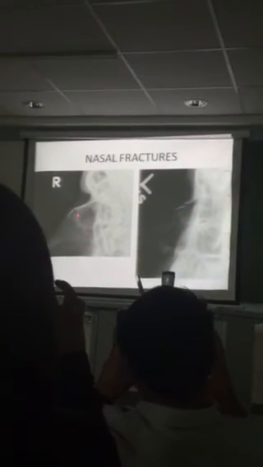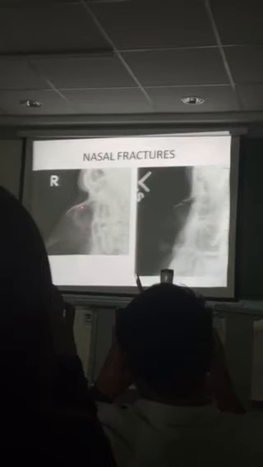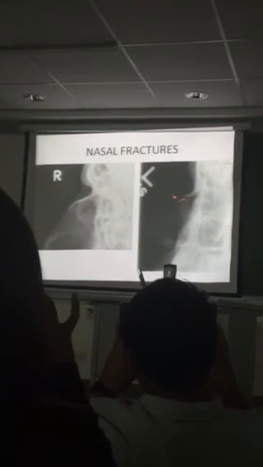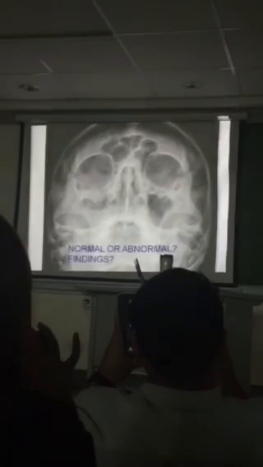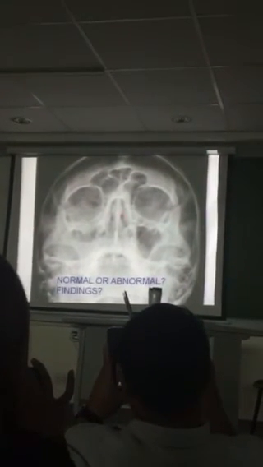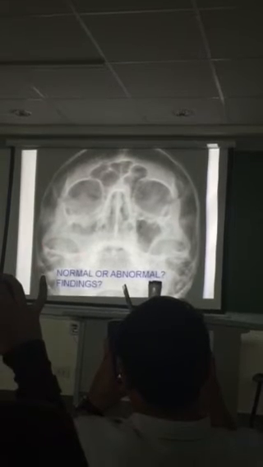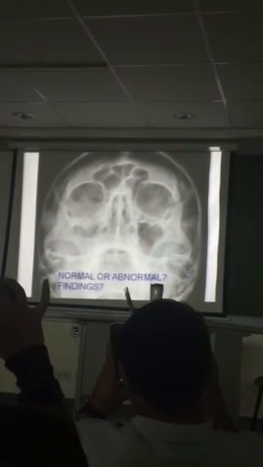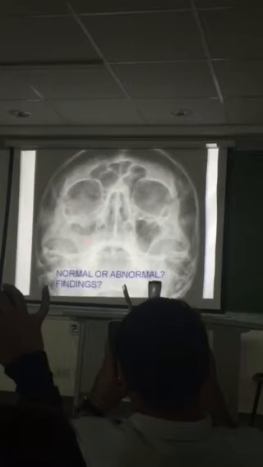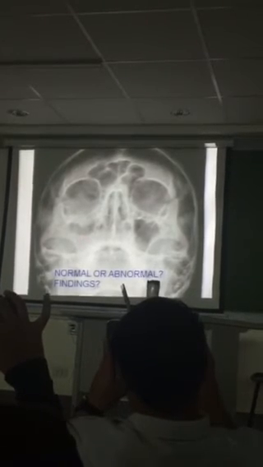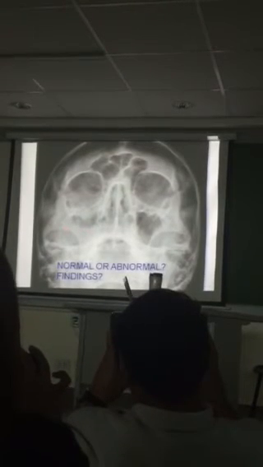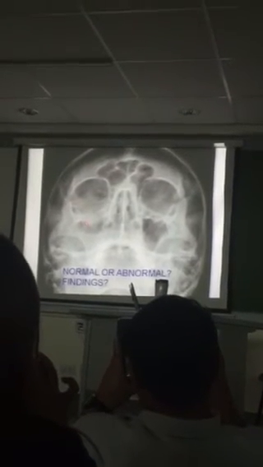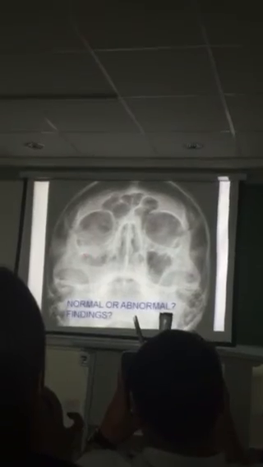So, this is the normal nasal bone. This is an example of nasal fracture. Obviously, you can see it. So, is this normal or abnormal? This is abnormal. You can see on the right maxillary sinus, there is an air fluid level, and there is a fracture in the right infraorbital. This is an X-ray.